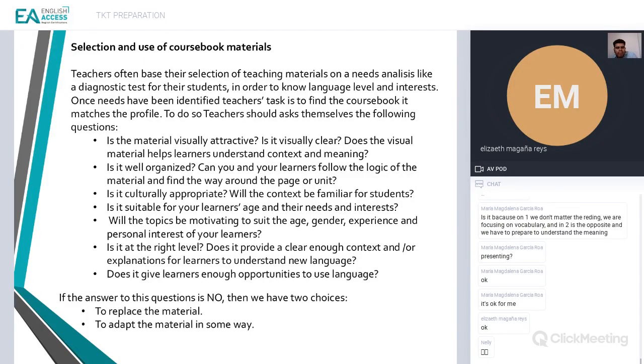Will the context be familiar for students? Is it suitable for your learners' age and their needs and interests? Will the topics be motivating to suit the age, gender, experience, and personal interest of your learners? Is it at the right level? Does it provide a clear enough context and or explanations for learners to understand new language? Does it give learners enough opportunities to use language? If the answer to these questions is no, then we have two choices: to replace the material, or to adapt the material in some way.